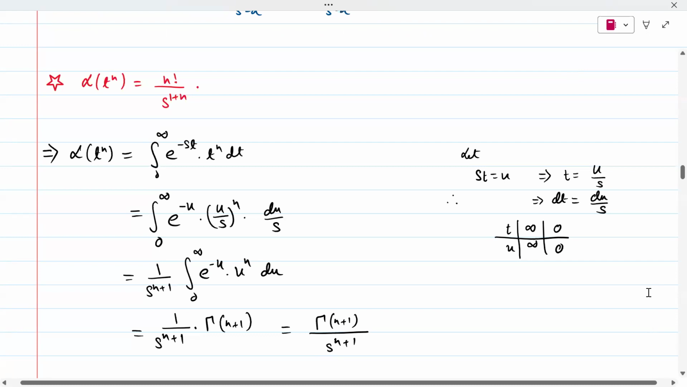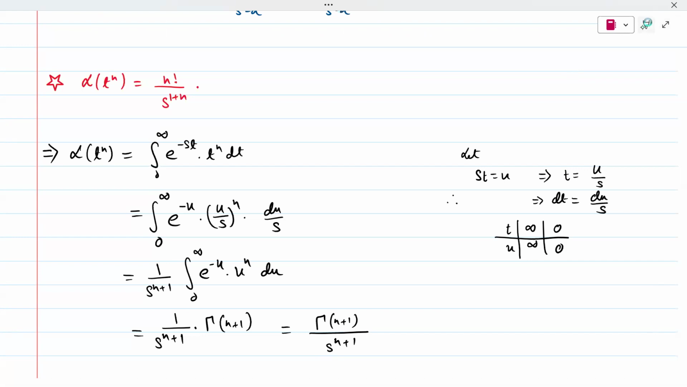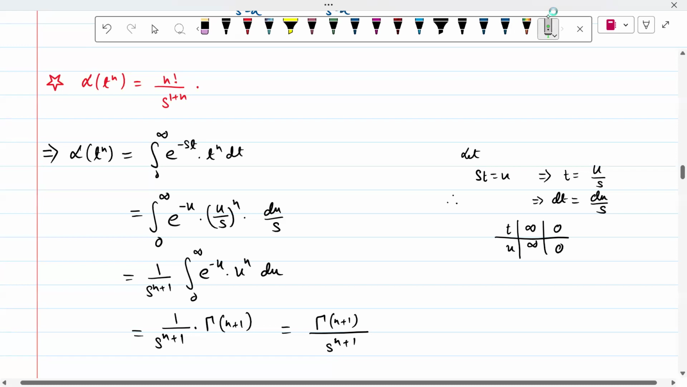Hi friends, today we discuss some more properties, mainly the linear property of the Laplace transform and the shifting property of the Laplace transform. But before that, we establish a very important formula, the Laplace transform of t to the power n. So what is the Laplace transform of t to the power n?